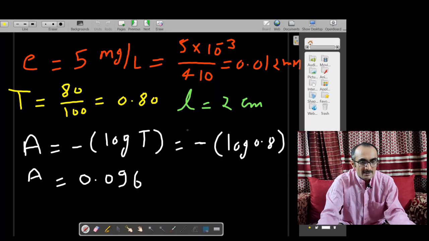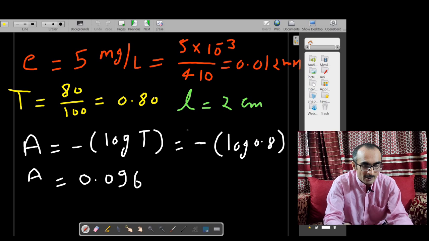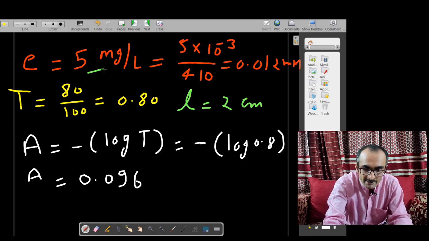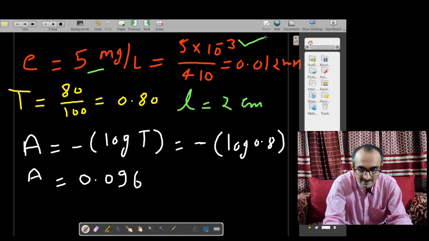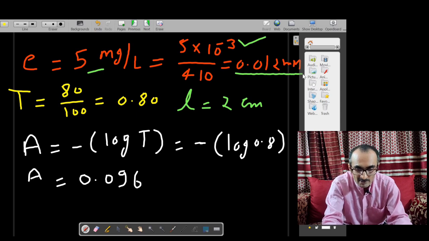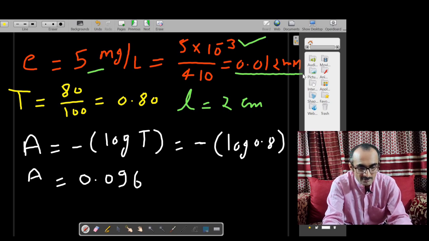So concentration is given as 5 mg per liter. Because we use concentration in molarity, in moles per liter, we need to convert this 5 mg into moles per liter. How do you do that? You simply first convert that into grams, which is equal to 5 into 10 raised to the power minus 3 grams, and you divide that by the molecular weight of the compound, which is 410. Then you get 0.012 millimole. So the concentration of this compound is 0.012 millimolar. So here we converted milligram per liter to a molar solution.